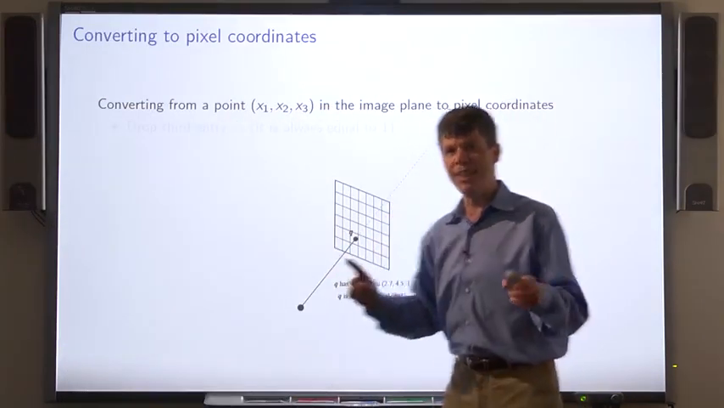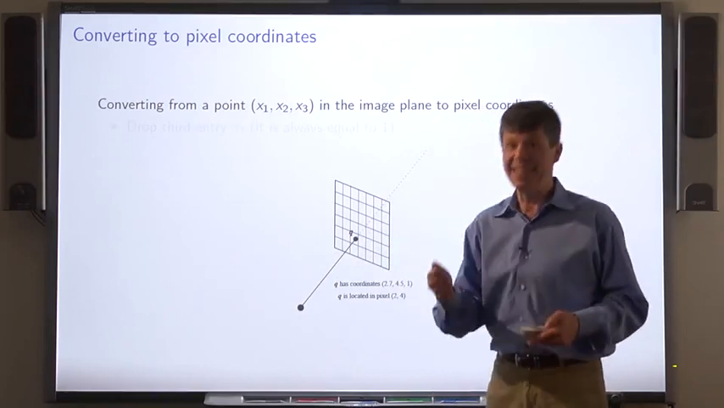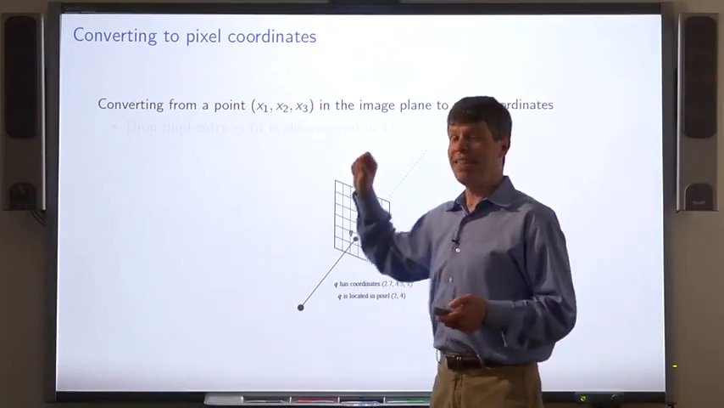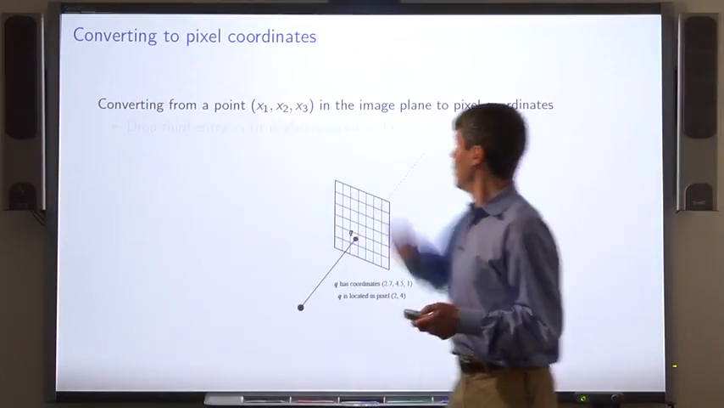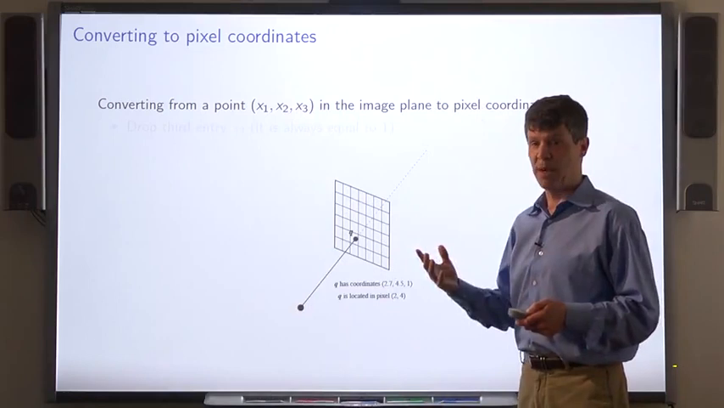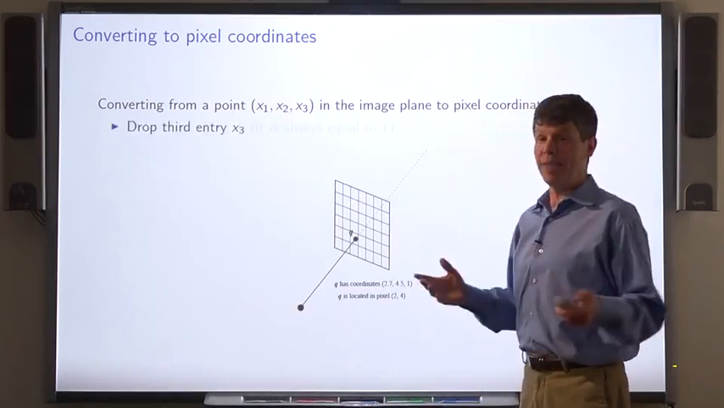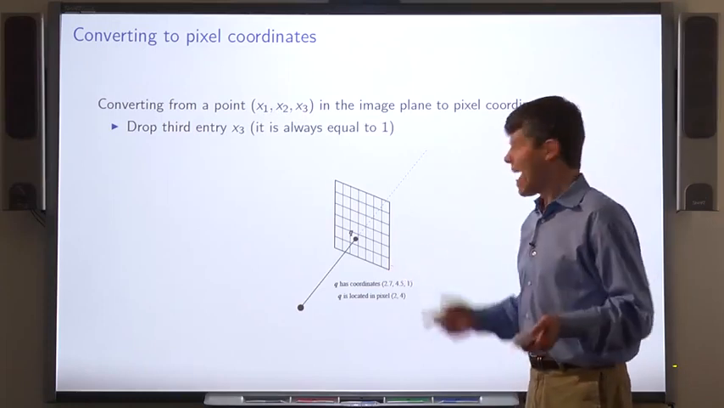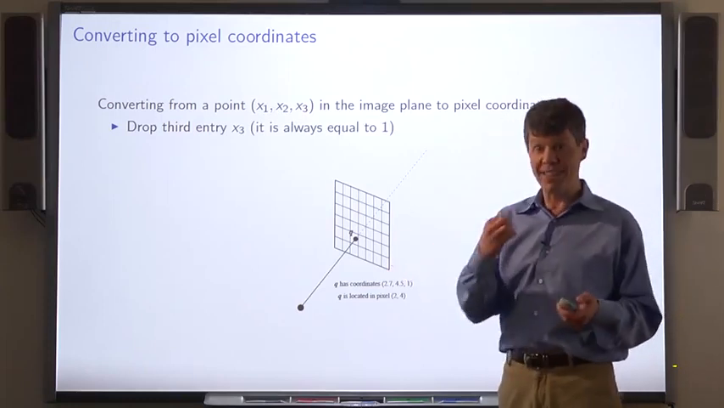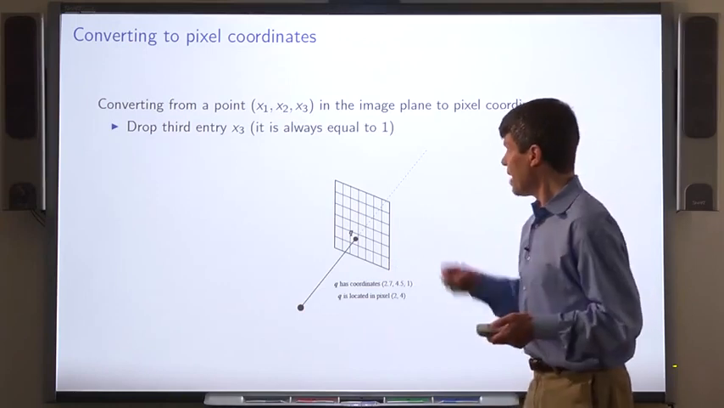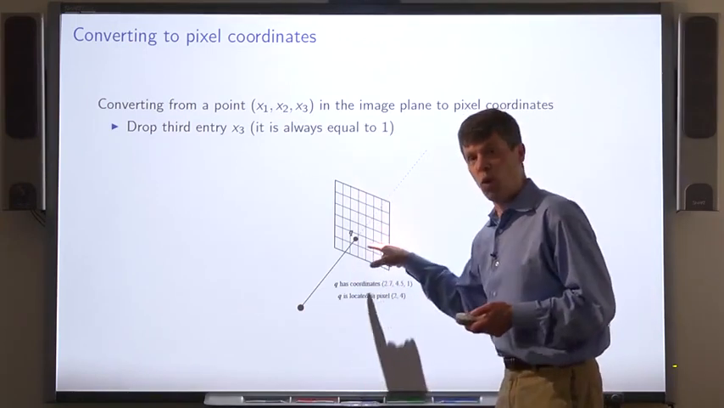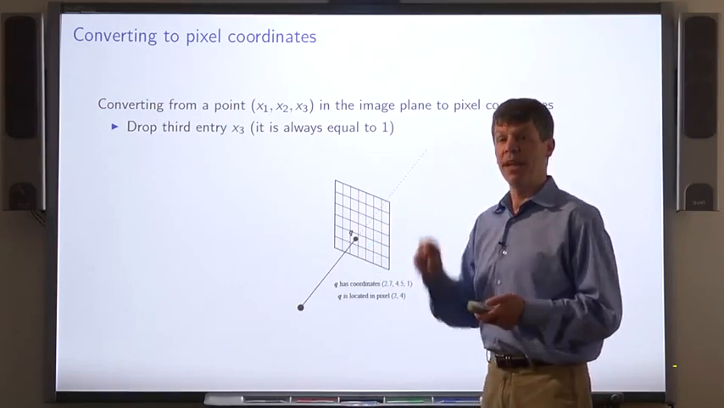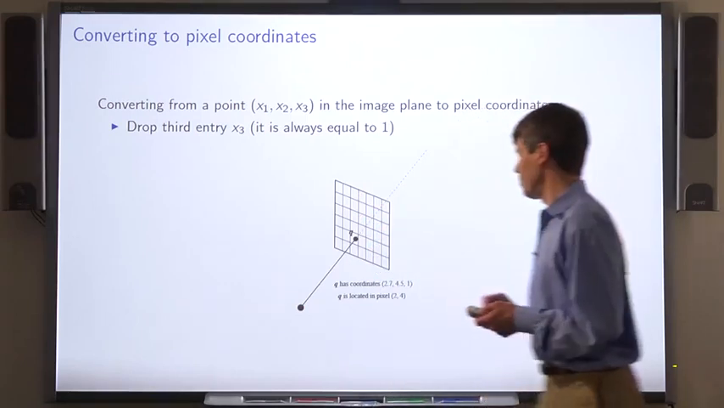Now, once we have a point in the image plane, it's pretty easy to find out which sensor element it corresponds to. Let's say the point has coordinates x1, x2, x3 with respect to the camera basis. Then all we have to do is drop that third coordinate. After all, it's always equal to 1. And because of the way we've constructed this camera basis, that tells us the coordinates within the sensor array of the particular sensor element that Q lies in.